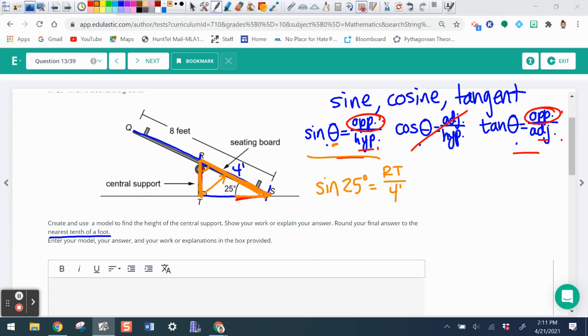To solve for RT, at least the way I approach it, by the way, sine of 25 degrees is a number. If you put sine of 25 degrees in your calculator, you do in fact get a number. And I'll show you what that number is using this desktop calculator.